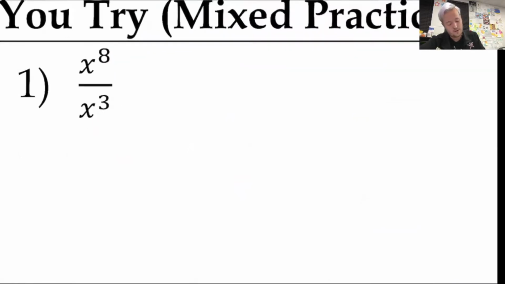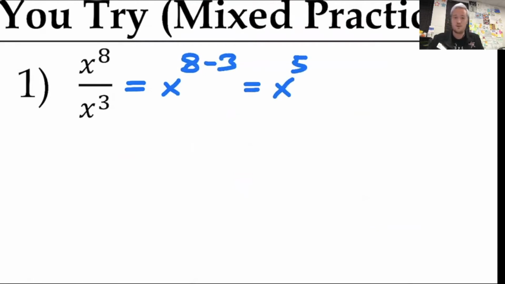All right, so first off, we have x to the 8th over x cubed. So I'm going to do my basic quotient property. So 8 minus 3, which is going to give me x to the 5th power. So that's all for that one.